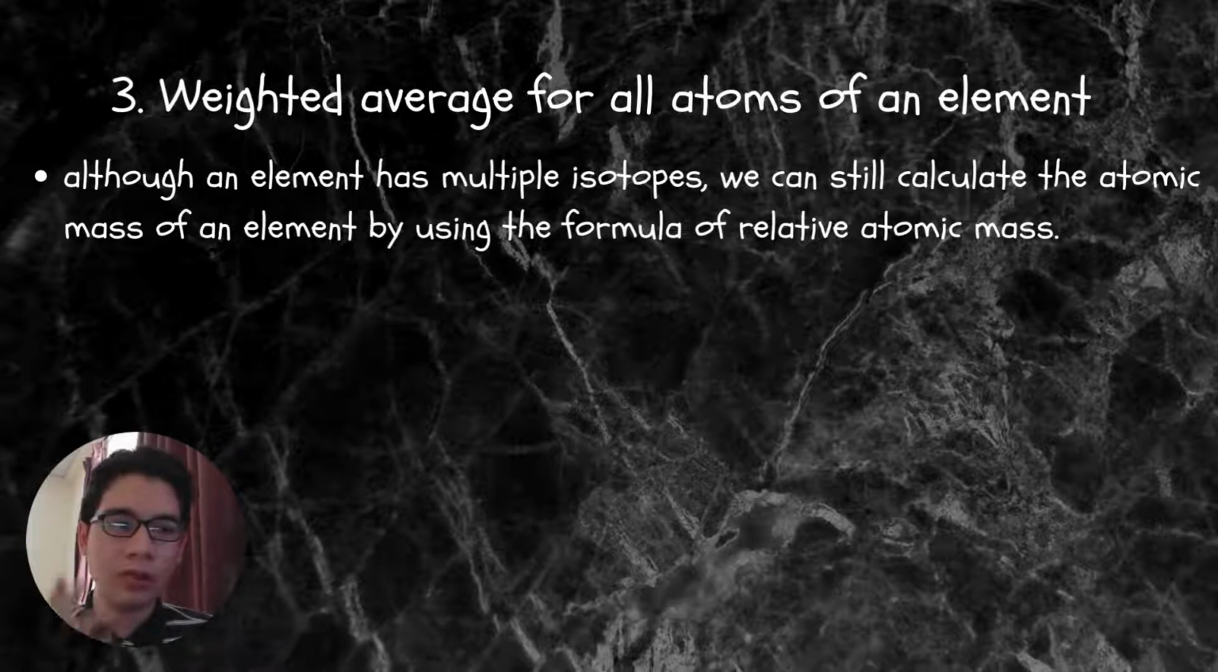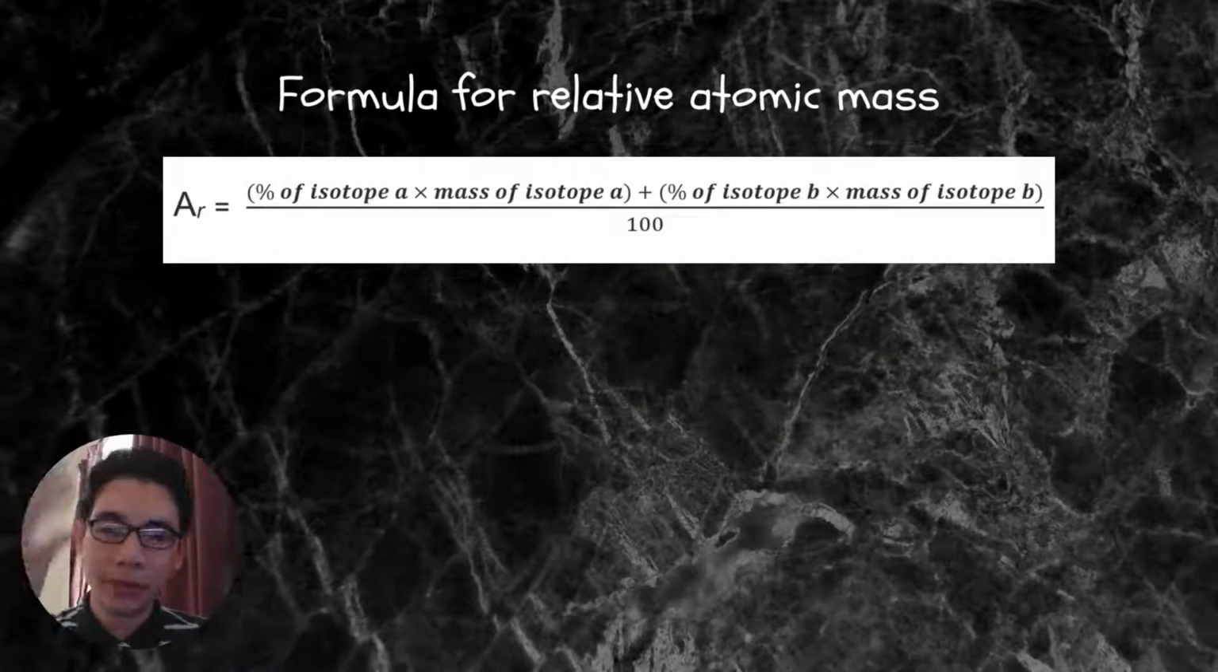People tend to use this relative atomic mass. Lots of elements in the periodic table use relative atomic mass because an element has a lot of isotopes. It's hard for you to find an element that doesn't have any isotopes. Keep in mind that relative atomic mass is not the real number of the element; it's just the average number of the element. So here's the formula.